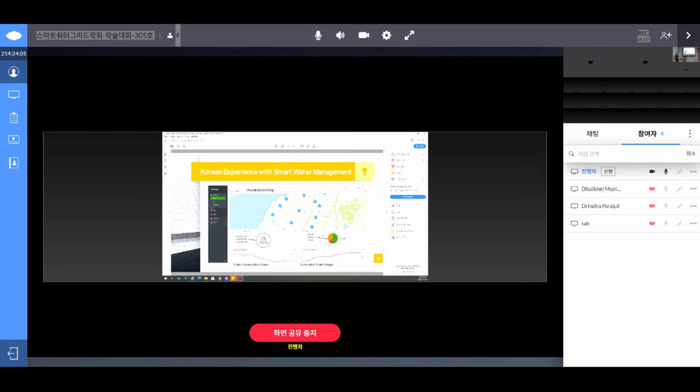So what does it look like? It looks like that. Basically, there is a map. On the visualization map, you can see where your meters are deployed. You can see the number of connected households, the water consumption graph in real time, the cumulative water usage, and also this very important feature here, which is the smart meter status.